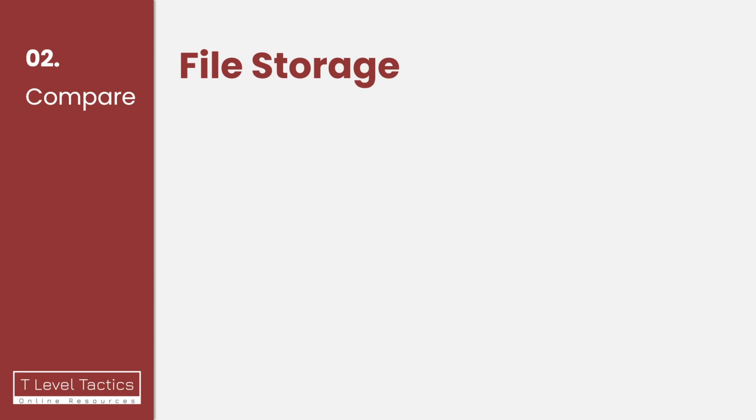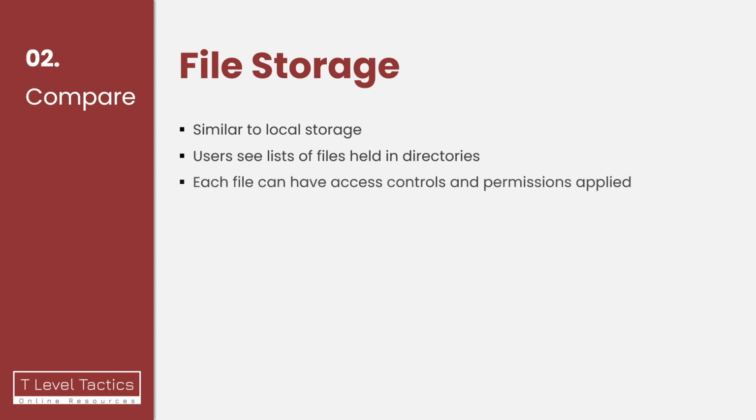File storage in the cloud is very similar to local storage in that hierarchical structure we looked at before. Users will see a list of files held in directories, and each file and folder can have individual access controls and permissions applied depending on who you want to be able to access it. It's great for user-friendly file storage systems where users need to interact directly with it.